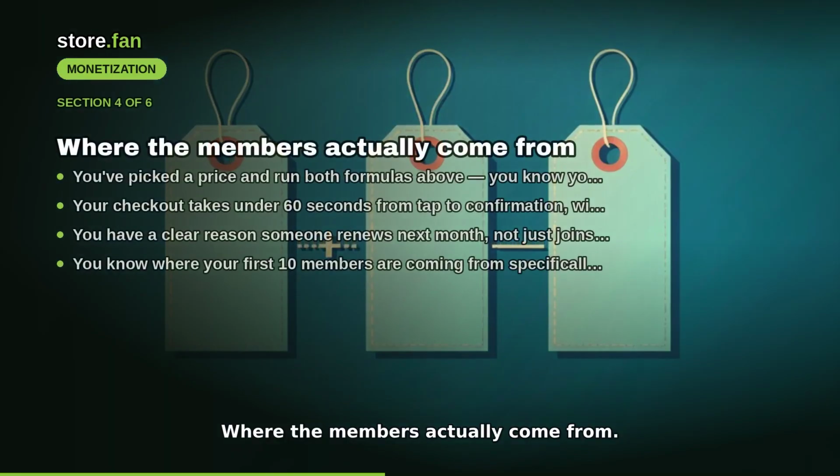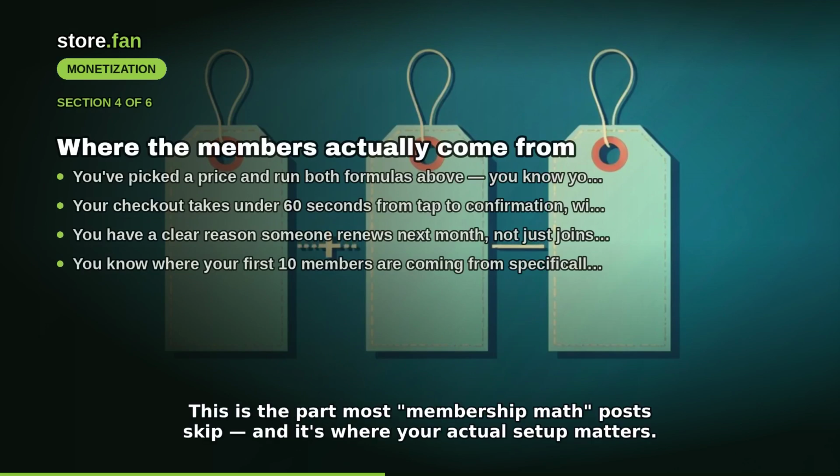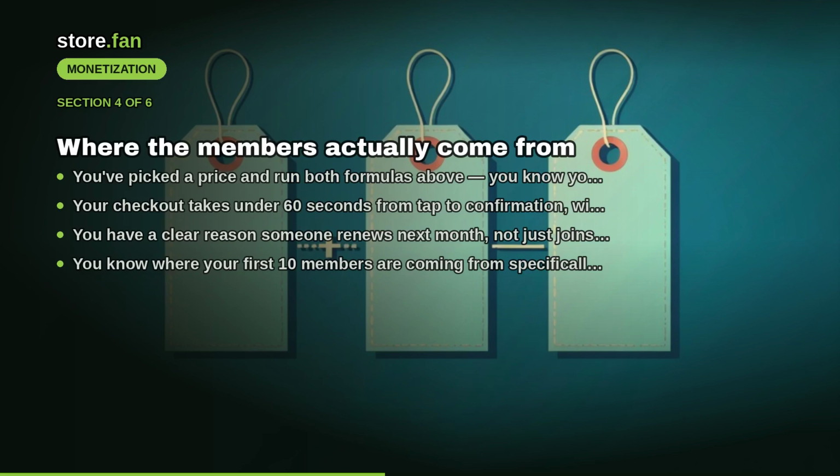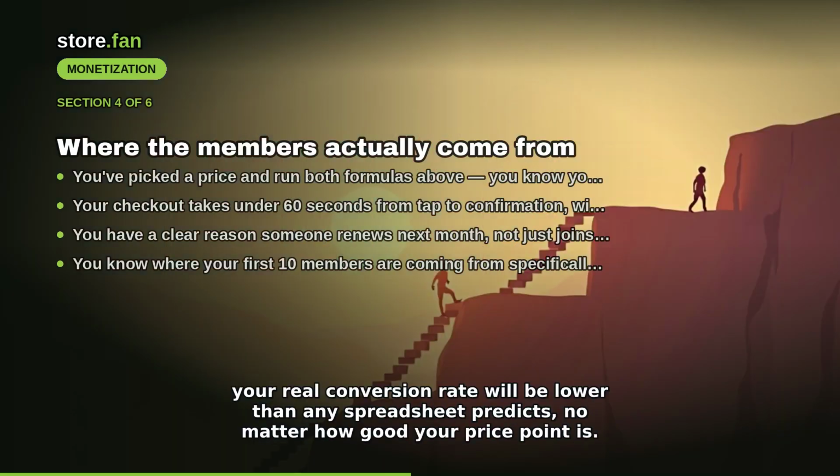Where the members actually come from. The formula tells you the target. Hitting it depends on having a repeatable, low-friction way for people to say yes. This is the part most membership math posts skip, and it's where your actual setup matters. If your membership lives behind a clunky multi-step checkout, your real conversion rate will be lower than any spreadsheet predicts, no matter how good your price point is.